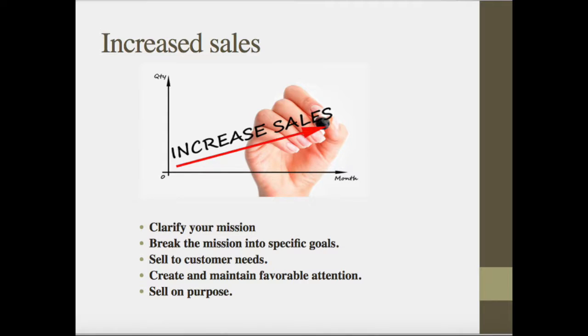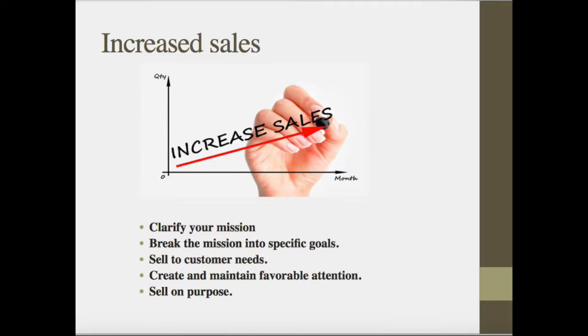The second one is break the mission into specific goals. We have to write down all of the activity goals that we can control, set the result goal to measure your progress and track them closely. Increase your activity and measure the results. Goals focus your attention and energize your action.